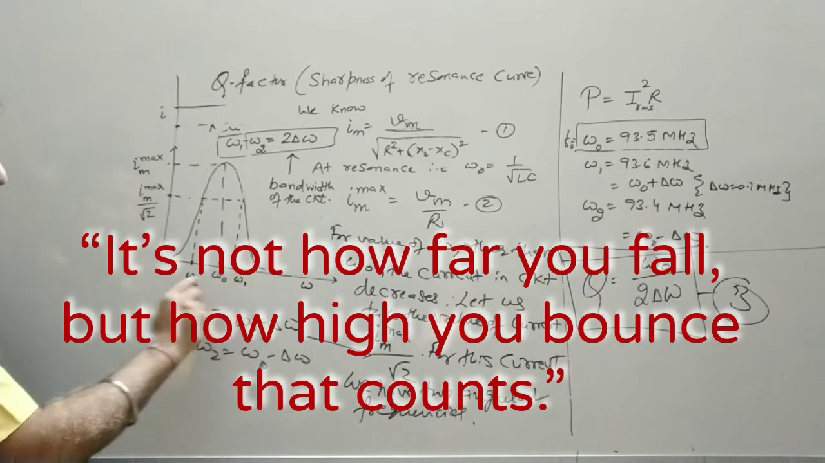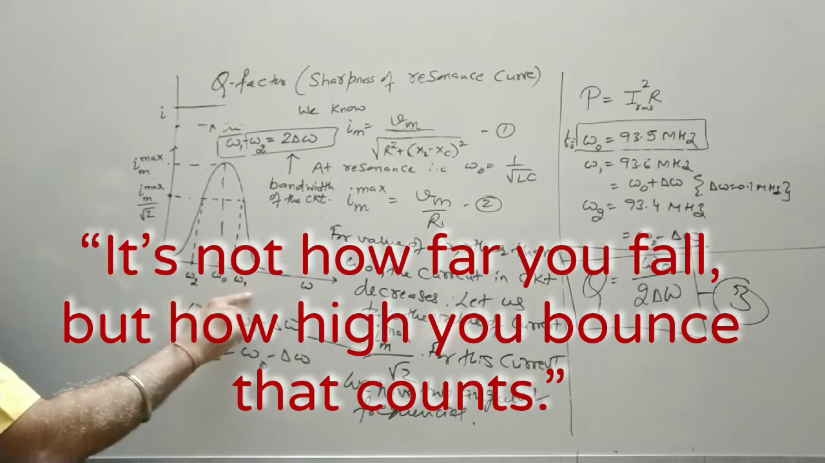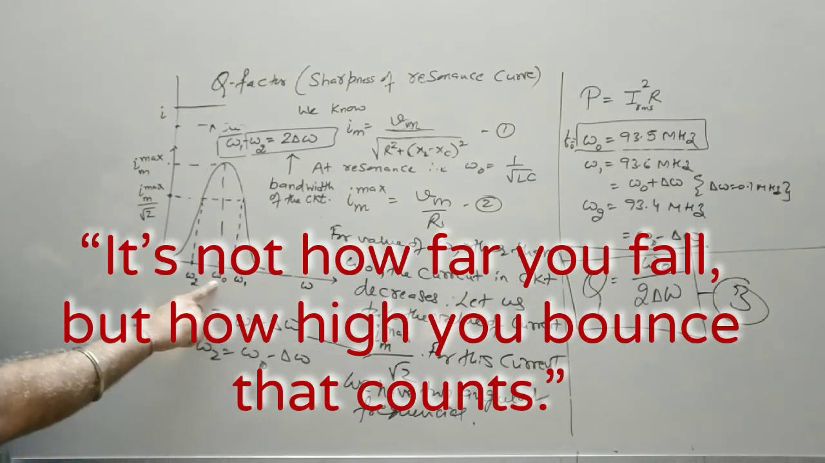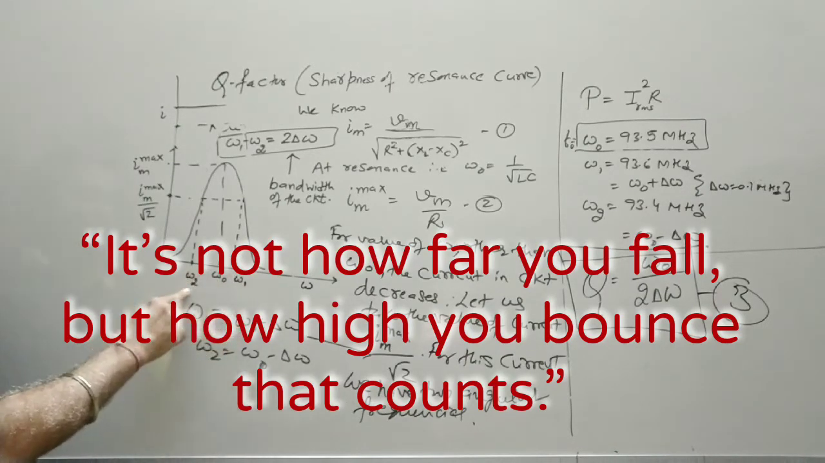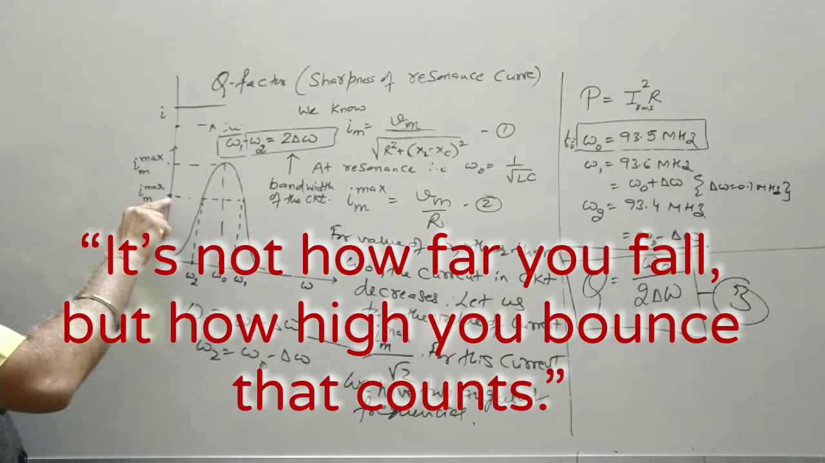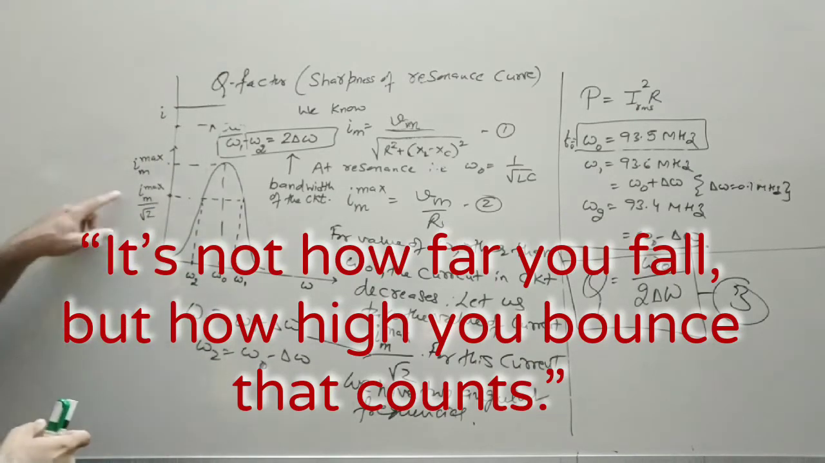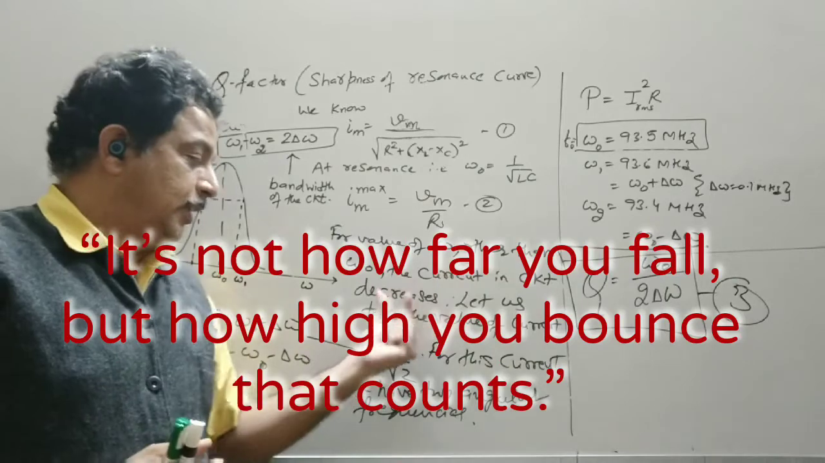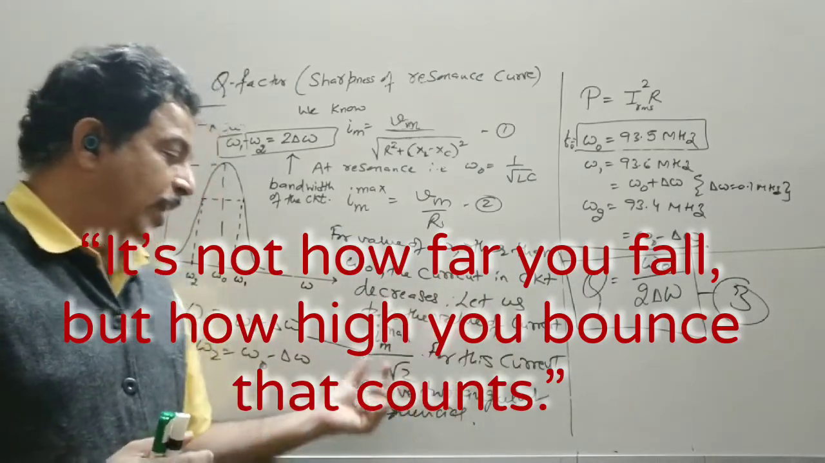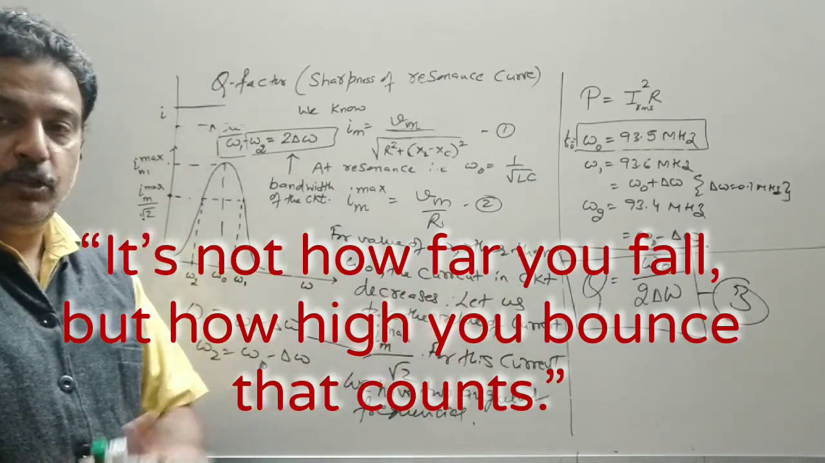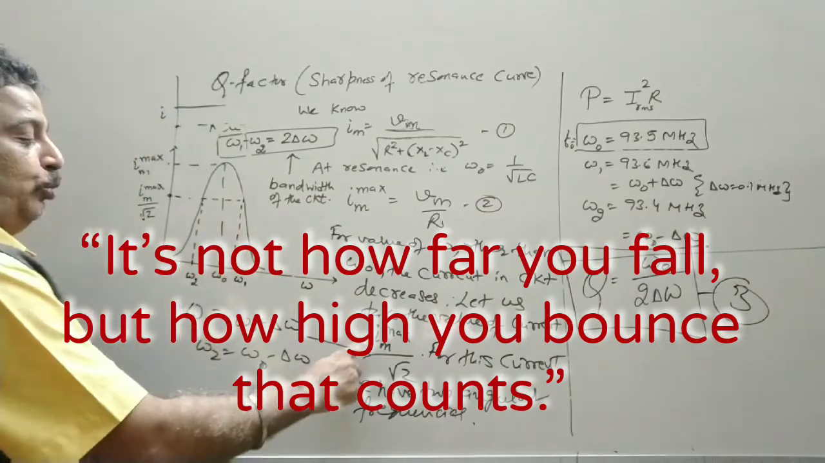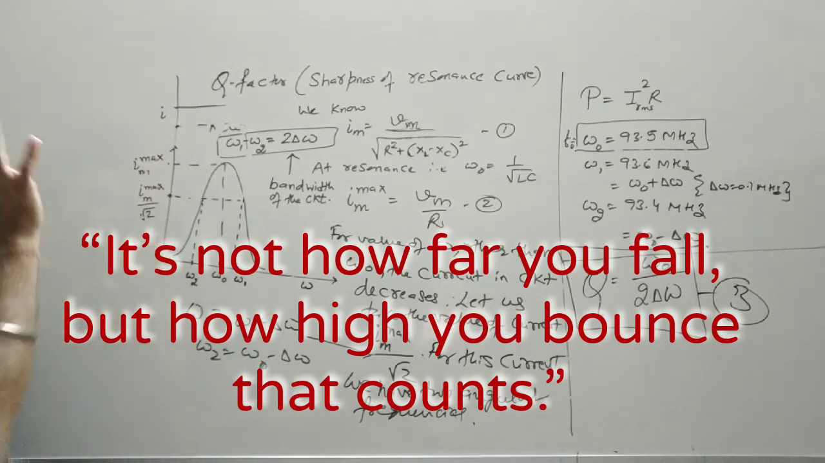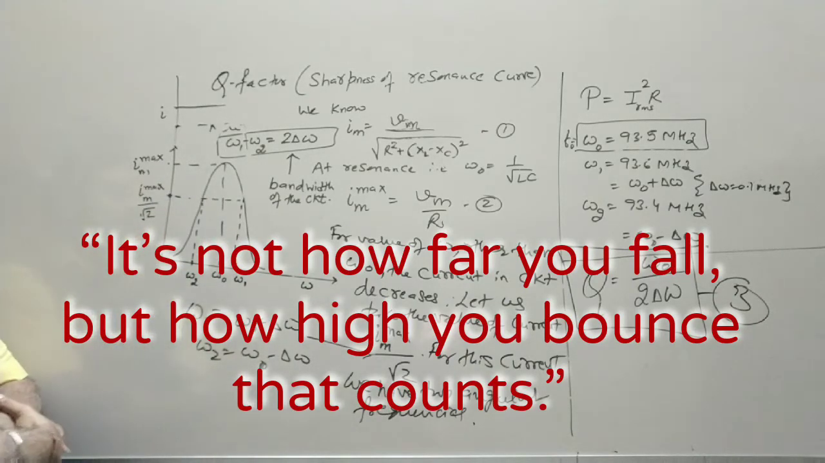Suppose we take this value on either side of omega naught, then we found that the current at omega 1 and omega 2 is the same. We assume that this current is Im max by root 2. So for omega 1 and omega 2, we have assumed the value to be Im max by root 2, so that we can easily understand the concept of resonance.